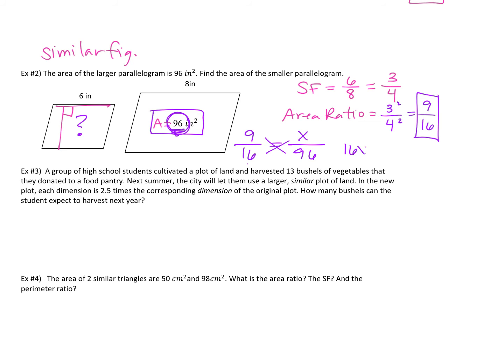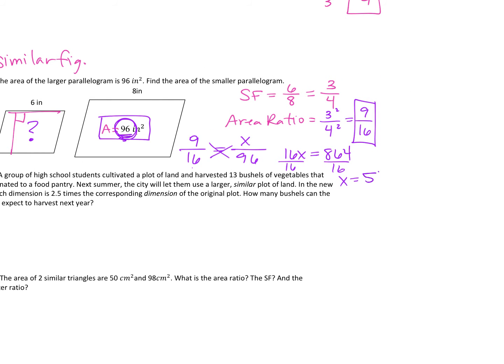So this is 16x equals 96 times, sorry, not times 6, 96 times 9, which is 864. Okay, so divide by 16 and you get x equals 54. So the area of that smaller figure is 54 square inches. Does that make sense? It's a lot of steps, right? You find the scale factor, you find the area ratio, and then once you find the area ratio, you set up the proportion, okay?